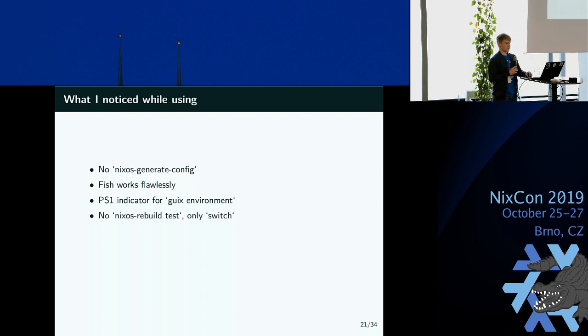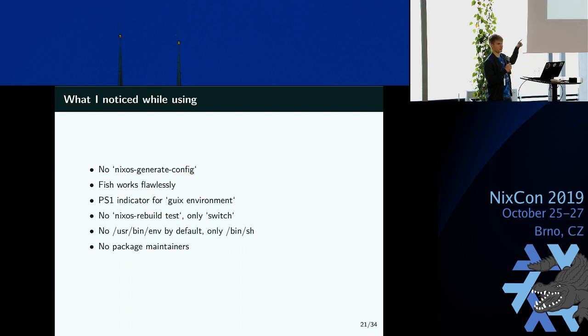Yeah, there's no rebuild test, so you always have to rebuild switch, which usually I always test because I make so many changes and I don't want to litter my bootloader. They don't have /usr/bin/env by default, only /bin/sh, but you can really easily configure it. They have no package maintainers. There's an attribute for the package to define a maintainer who maintains this package, but they don't really use it. There's 6 usages of it, and all of them are defined to bug-guix@gnu.org.